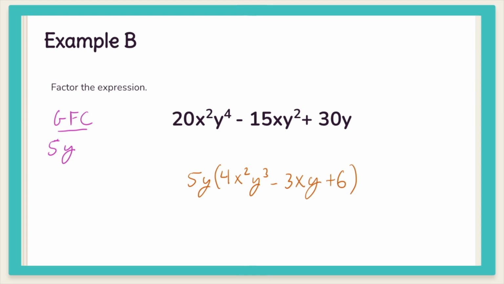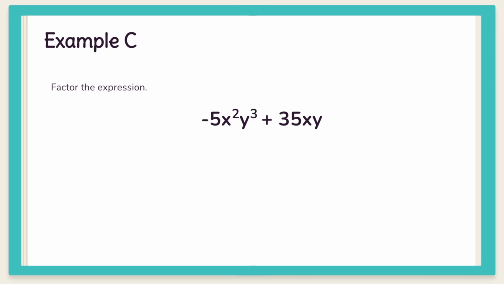Now let's take a look at the next example. So here in example C, again, I'm going to be looking for my greatest common factor, but I have a little bit of a trick here because this one has a negative as my leading coefficient. And whenever I have a negative in my leading coefficient, I'm going to make sure that I remove that negative when I'm looking for my greatest common factor.